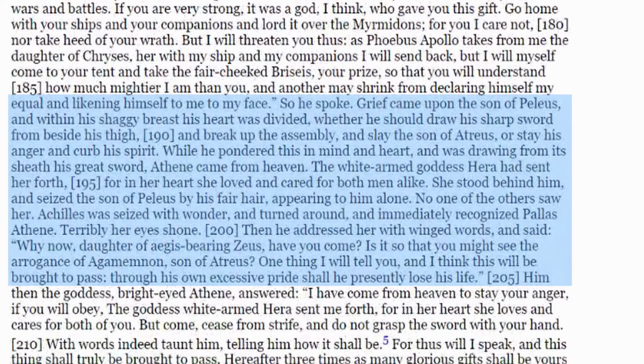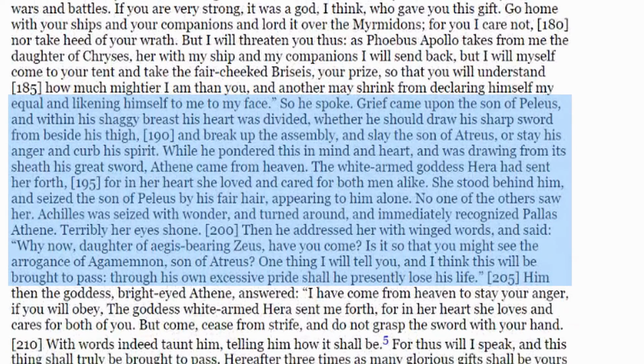Terribly her eyes shone. Then he addressed her with winged words and said, Why now, daughter of Aegis-bearing Zeus, have you come? Is it so that you might see the arrogance of Agamemnon, son of Atreus? One thing I will tell you, and I think this will be brought to pass, through his own excessive pride he shall presently lose his life.